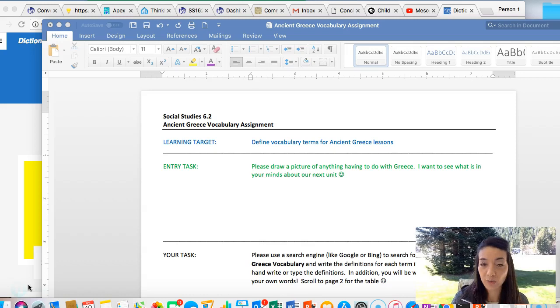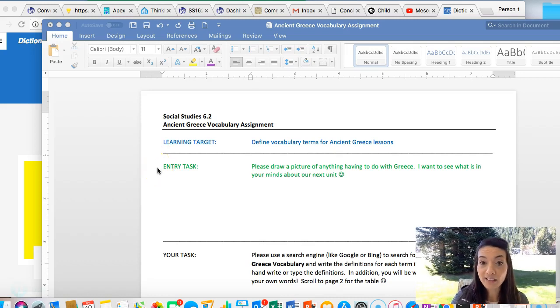Today's lesson is one of our beginning lessons on ancient Greece, and that is to study some vocabulary that is directly related to the ancient Greeks. So our learning target says define vocabulary terms for our upcoming lessons on ancient Greece.